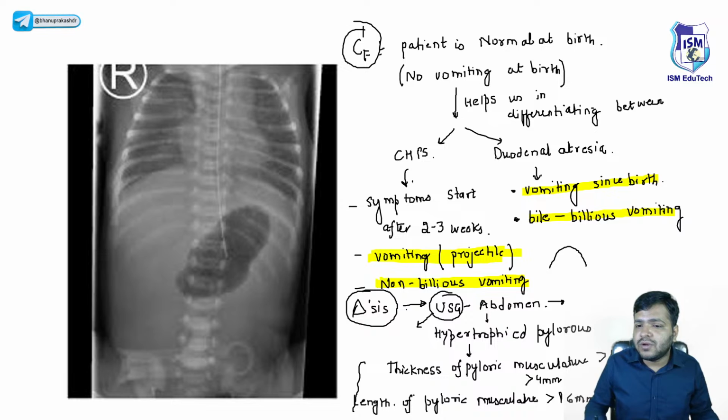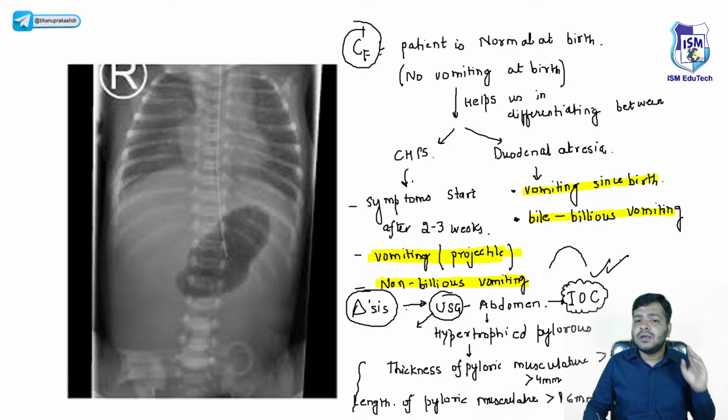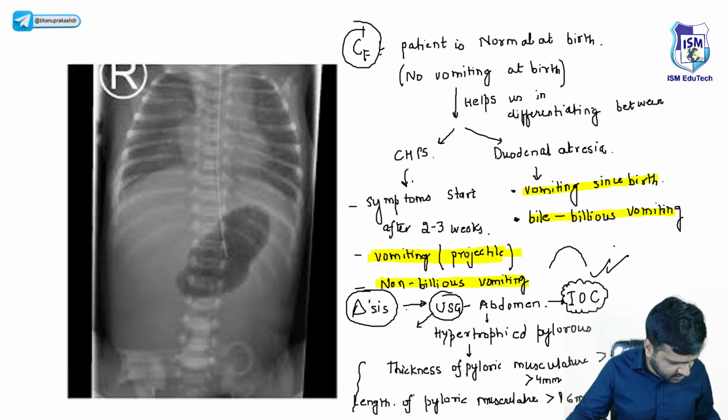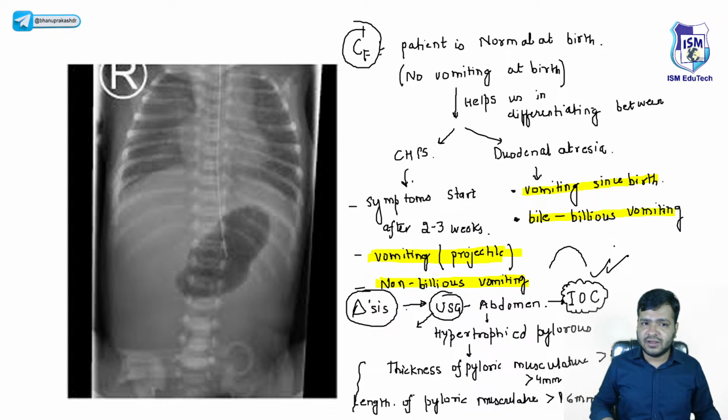And this ultrasound abdomen, mark it, has also been asked in the exam as the investigation of choice. In a patient who after 2 to 3 weeks has projectile vomiting with non-bilious contents, we do the ultrasound abdomen, and in it we see these particular things. These are the ultrasound findings suggestive of congenital hypertrophic pyloric stenosis.